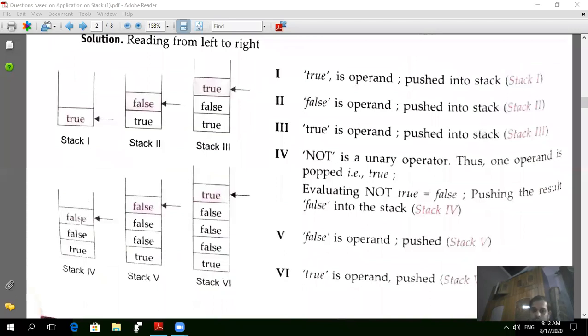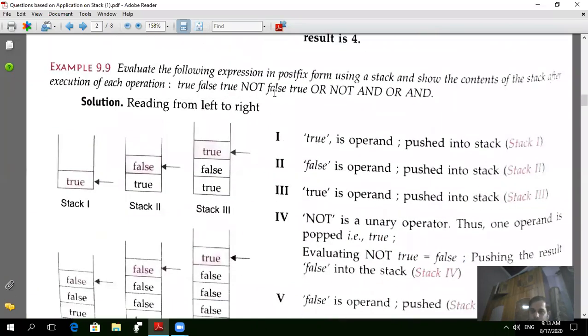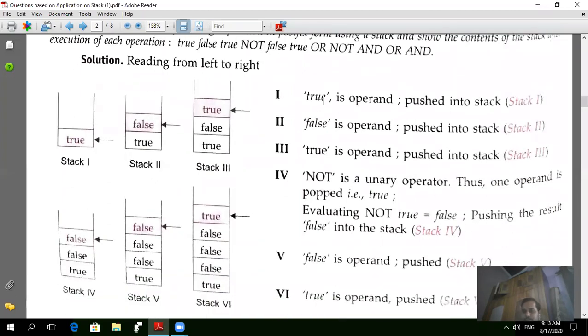Now the result, false, you have to insert into the stack. So instead of true you have to write false, because not true is false. You can see here, not true, that is false. Clear? The false is assigned into the stack, then after that false will be inserted, then true will be inserted, then or is given. Or is a binary operator. Binary means it requires two operands.